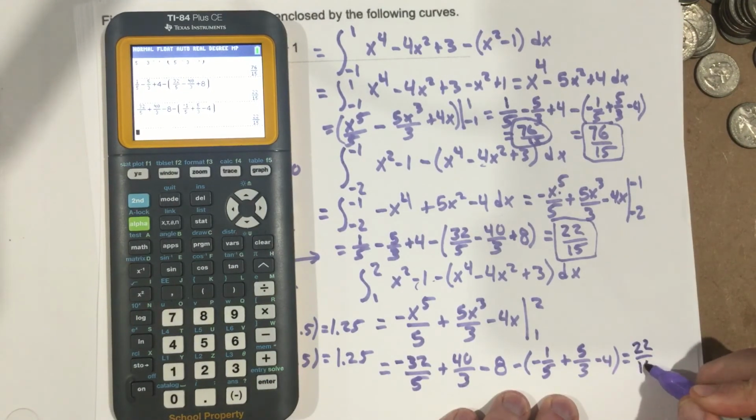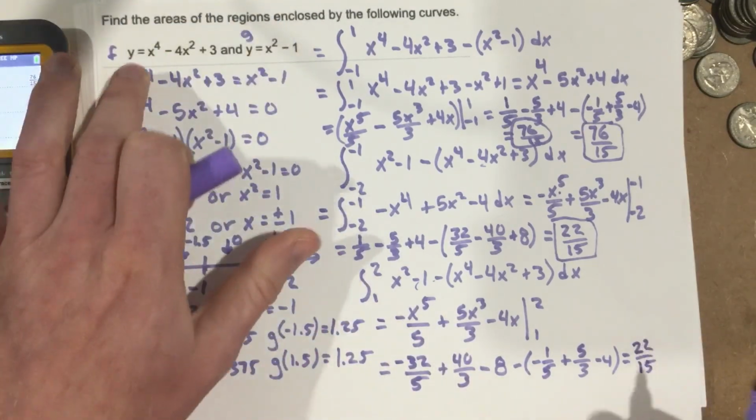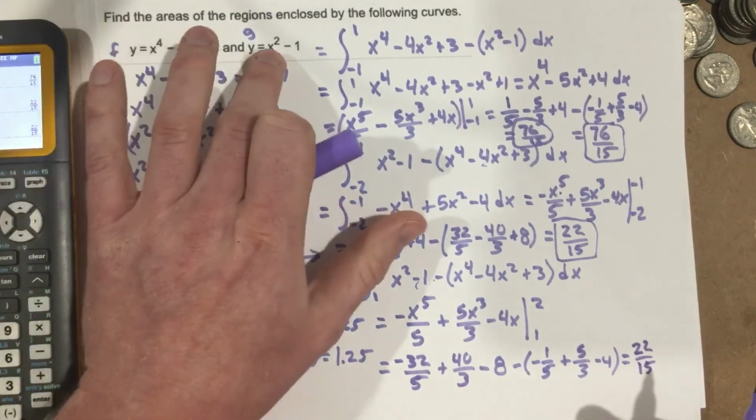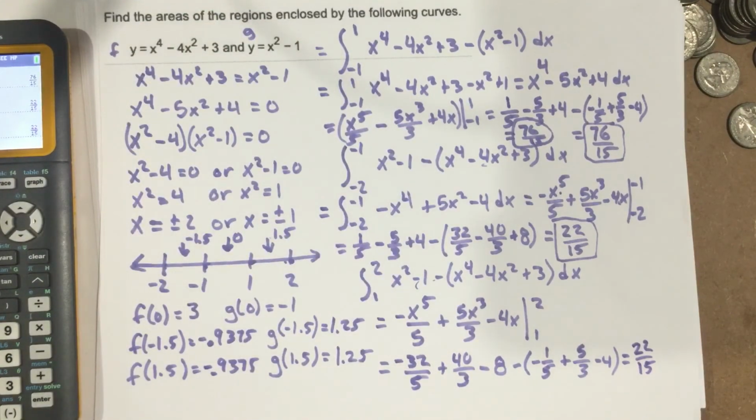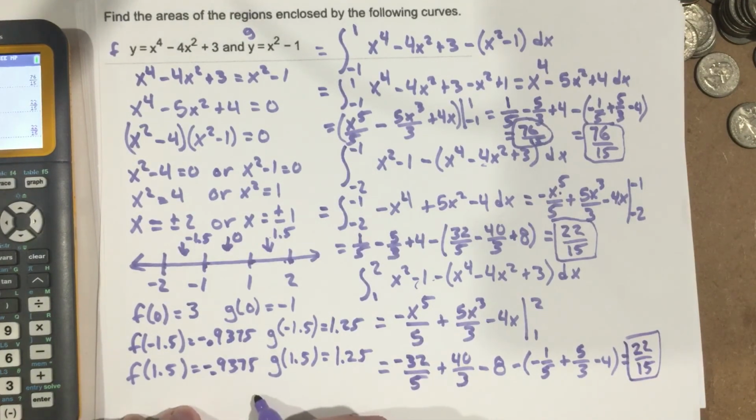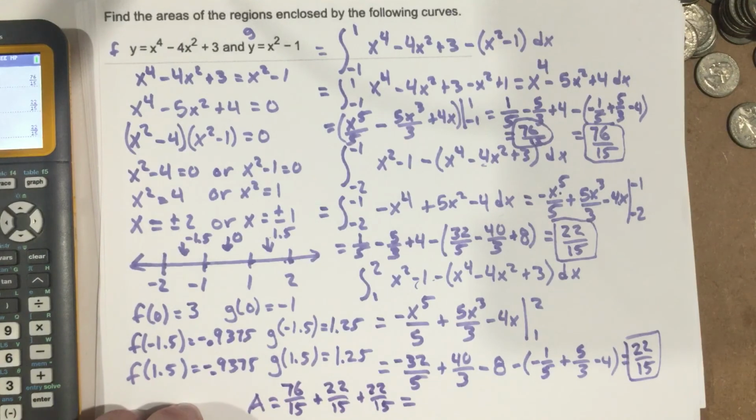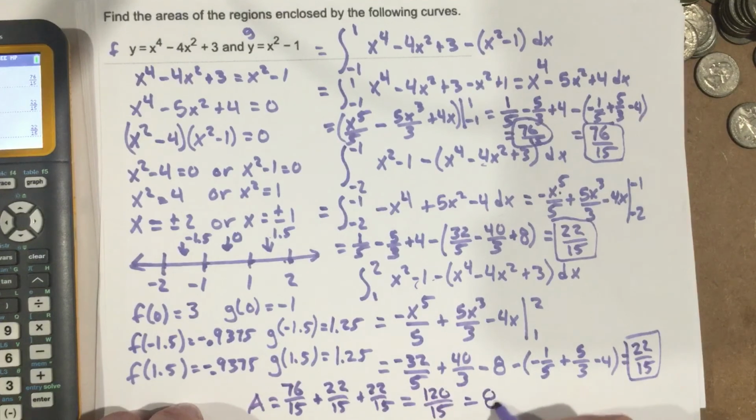I didn't say this before, but we have a 4th degree and a 2nd degree. Those are just symmetrical across the y-axis. So these two areas should have been the same. Now let's go ahead and say that the total area then is 76 over 15 plus 22 over 15 plus 22 over 15. If you add those up, that's 120 over 15, which is 8.